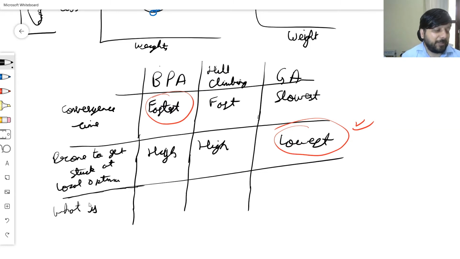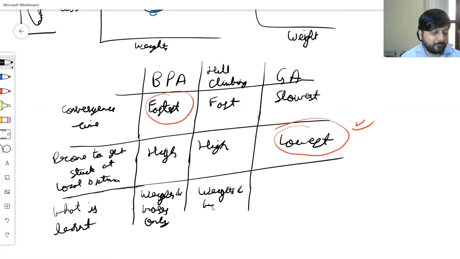So what is learned? Here, weights and biases only. Here also, weights and biases only. And here you have weights, biases, and architecture.